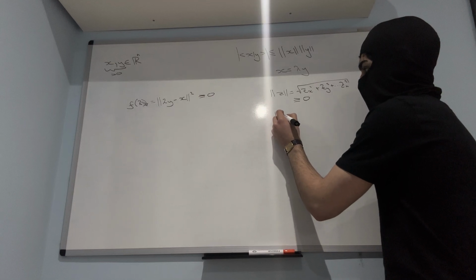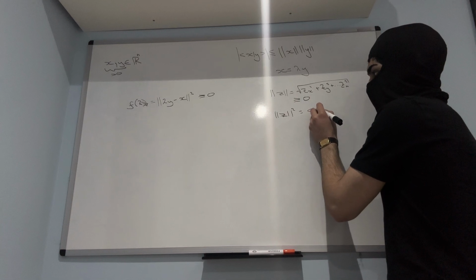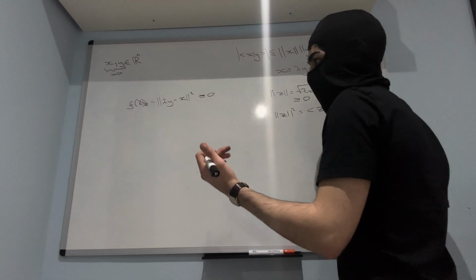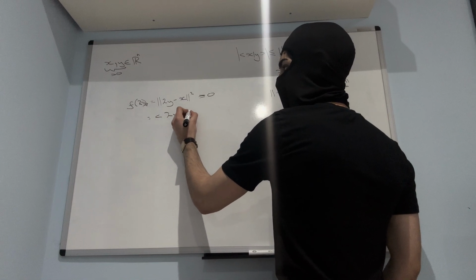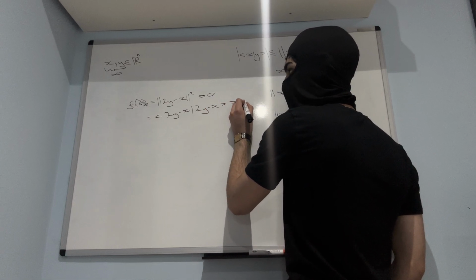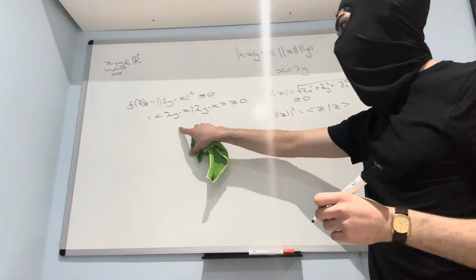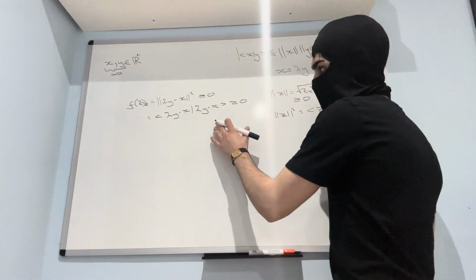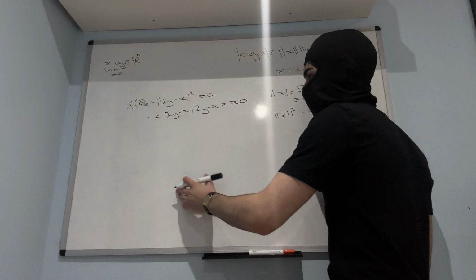Furthermore, the norm squared is just the vector dotted with itself, the inner product with itself. So we can say that it's the inner product of lambda y minus x with lambda y minus x, which is greater than or equal to 0. Now we can use the associative, the distributive, and the commutative properties to treat this sort of like regular multiplication, but it's a vector multiplication.